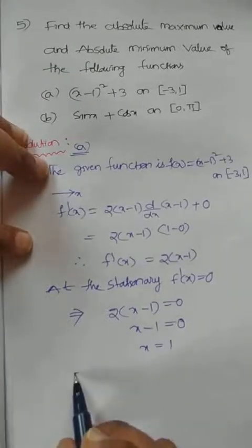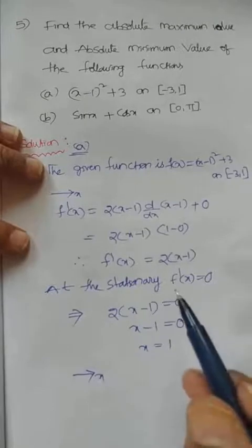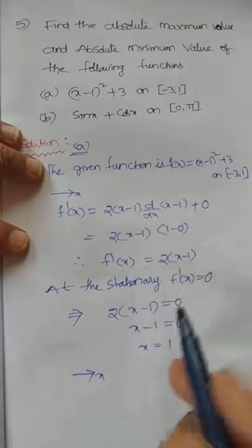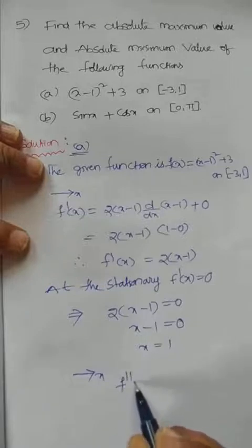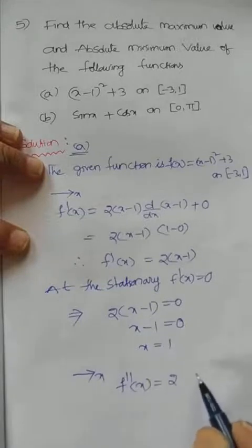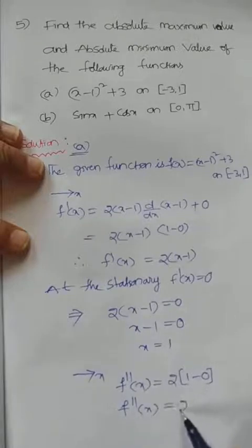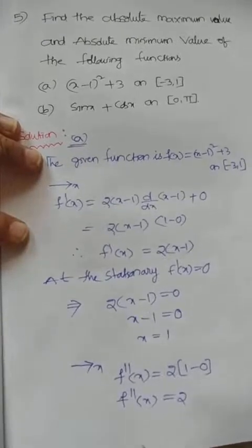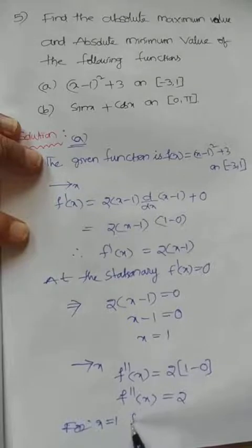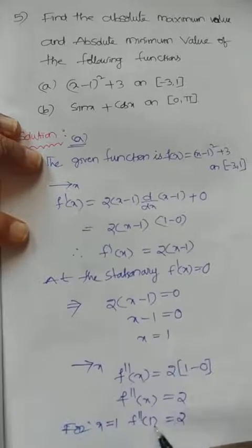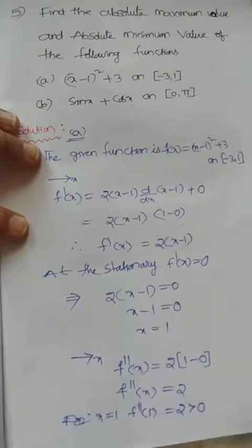We require the second derivative of the given function. Differentiating f dash of x with respect to x on both sides, I would get f double dash of x is equal to 2 into, 2 is the constant term, the x derivative is 1, minus 0, so the f double dash of x value is 2. Now for x equals 1, f double dash of 1 is also 2, since there is no x to substitute one value here. So it is greater than 0. So what is the conclusion we can make here?